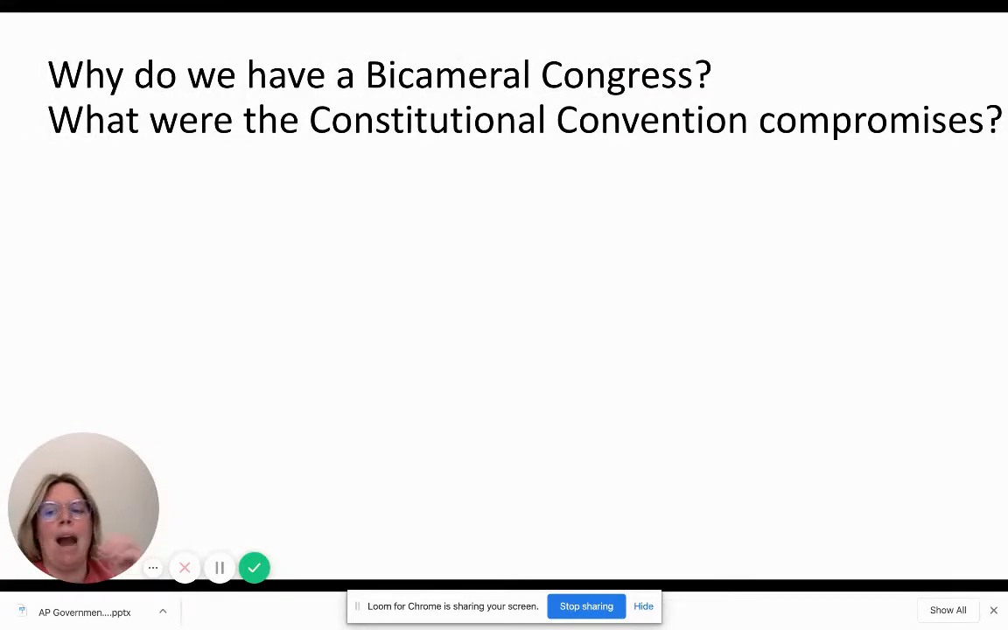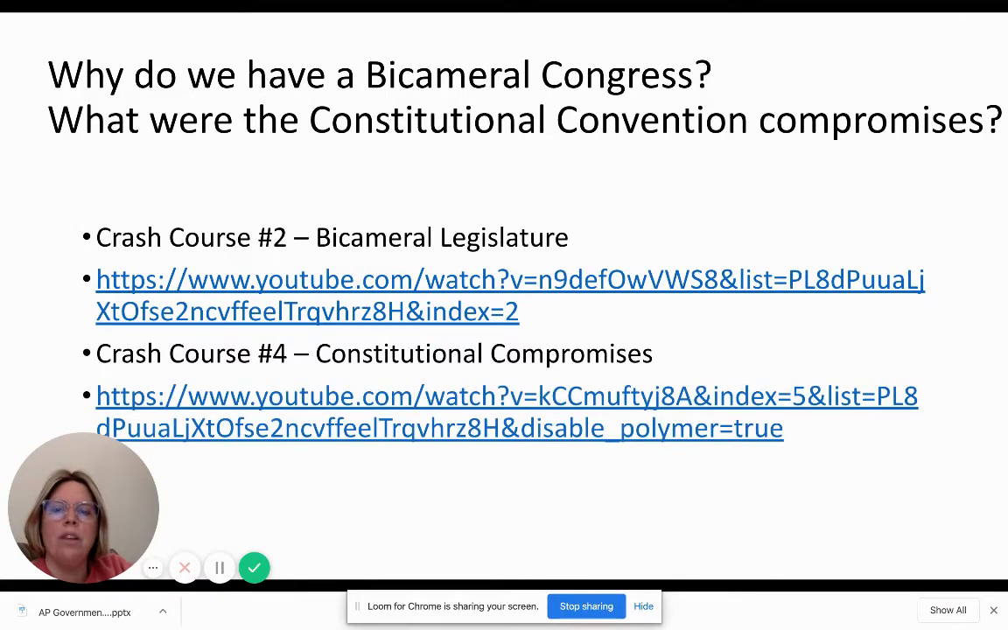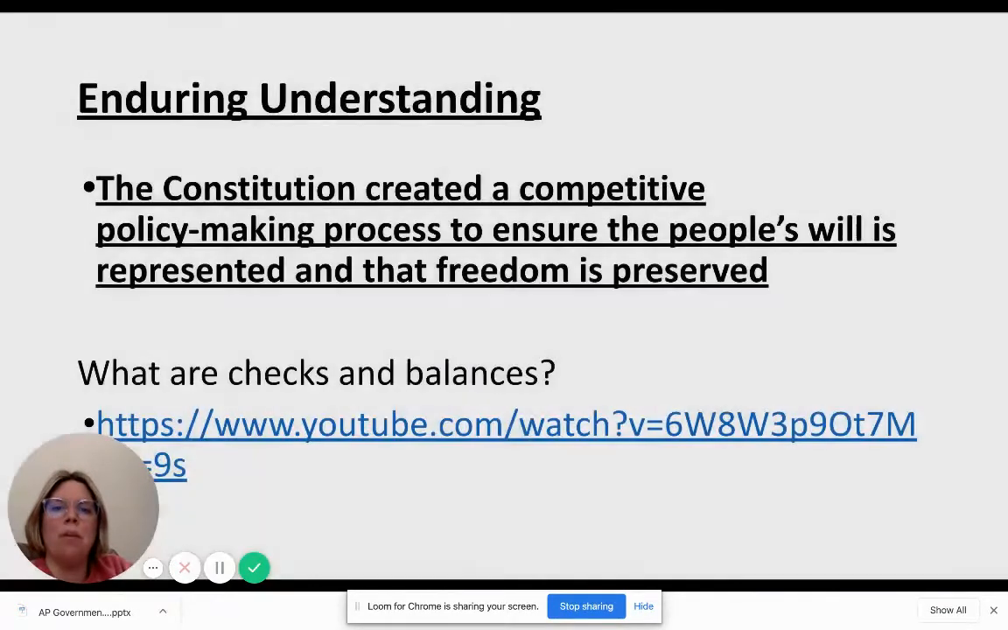So that's why we have that bicameral Congress. That's why we have the Senate, which is for the small states, and then the House of Representatives, so it's by population for the large states. Got two Crash Course videos in there if you want to check those out to just review those compromises, the Great Compromise especially.